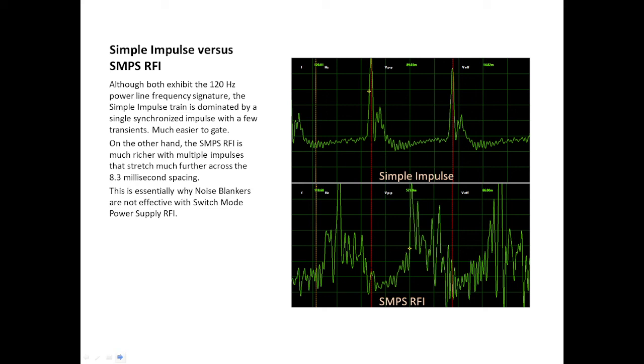Here's a comparison of the two. At the top of this screen you can see a simple impulse response, and at the bottom you can see what you get from a switch mode power supply, which has many more peaks and valleys and irregularities and multiple high amplitude spikes rather than just one, occurring every 120 Hz or more often in the case of the free running oscillator. So there you go.